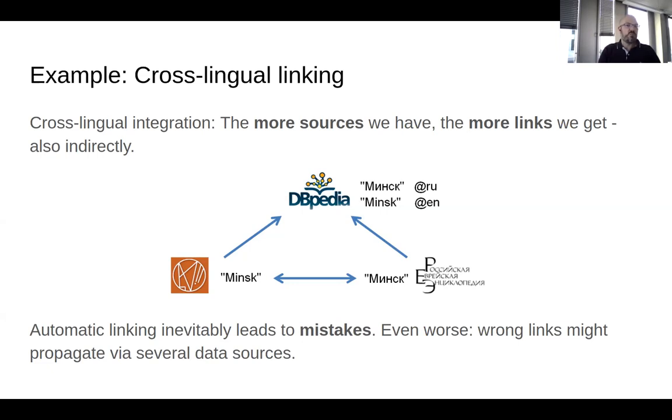And we have no direct link between these sources, but we can, by automatic means and with relatively good quality, link both to DBpedia, because DBpedia is a multilingual data resource. And if we establish the link to DBpedia, we can this way also establish a link between the two sources. The problem with this is that we inevitably introduce mistakes when we do our automatic linking. And in this case, even worse, these wrong links might propagate to several other sources. So we can actually come up with quite a substantial amount of wrong links in our data.